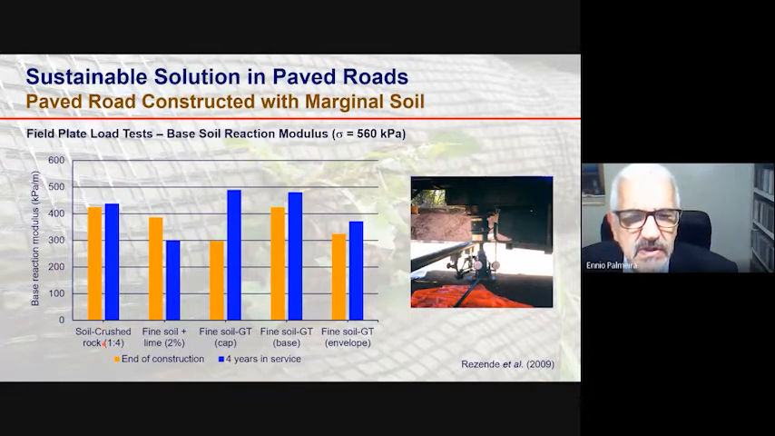Well, so let's see some results in terms of field plate load tests to determine the base reaction modulus. So here you see the results for the different test sections, both at the end of construction and 4 years in service of the road, showing that the combination of fine soil and geotextile provided similar or even greater results than the results obtained for the standard soil crushed rock mixture as a base material or the fine soil mixed with lime.